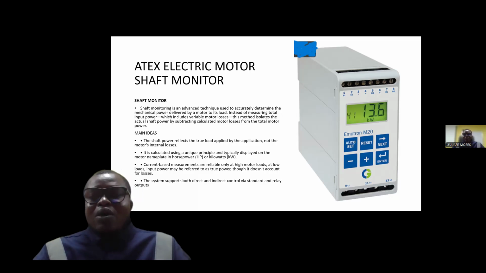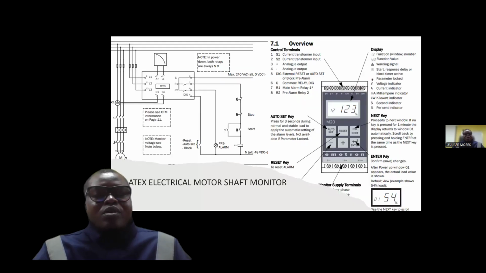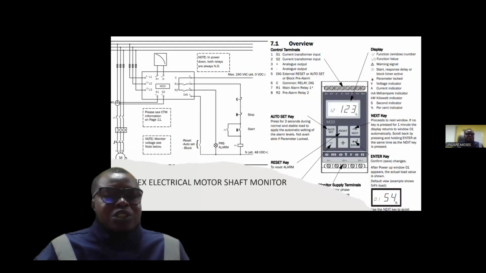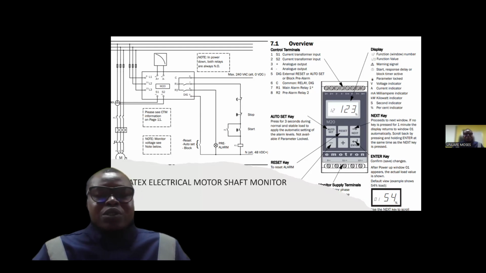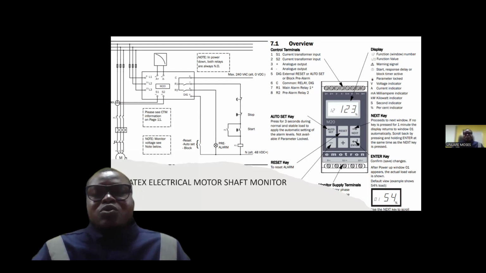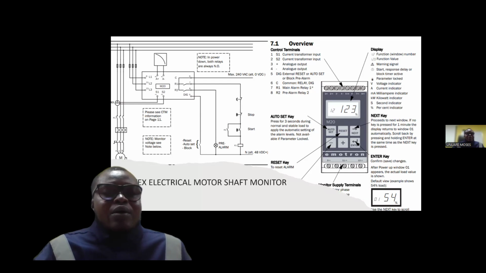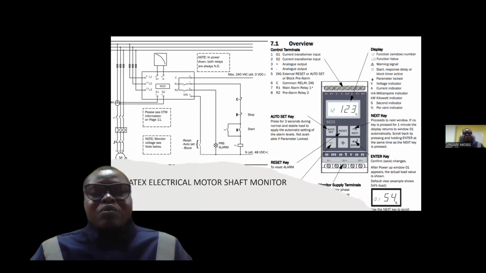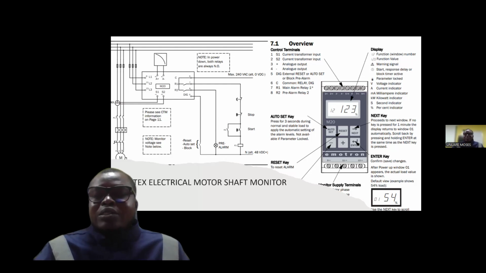As you can see on the slide, if you look at the diagram here, you will see a typical three-phase motor that is connected to the shaft monitor. The L1, L2, L3 are connected to the phases, while S1, which is the current transformer input, and S2, which is the current transformer input also, then we have R1 and R2, which are the main alarm relay and the pre-alarm relay settings.